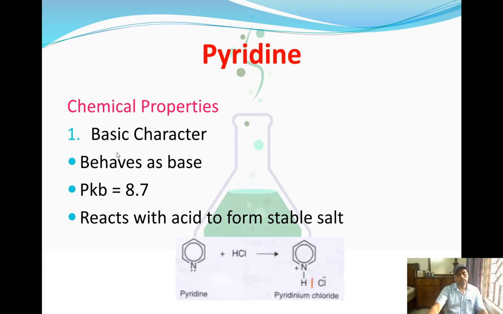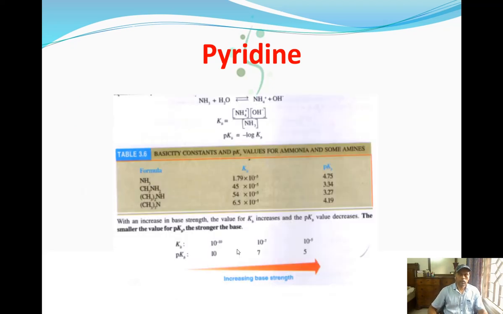So, chemical properties. It's basic in nature, like we already discussed in comparing pyridine with pyrrole. Pyridine has a basic character, so it behaves as a base. It has a pKb of 8.7. Let's compare that with ammonia. Ammonia has a pKb of 4.75. As it says here, as the pKb decreases, the compound is a stronger base.